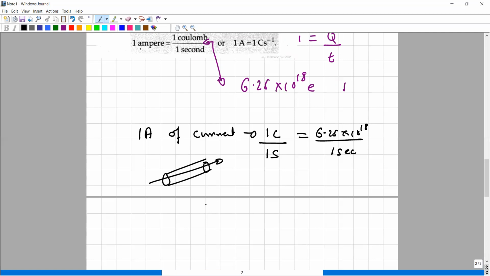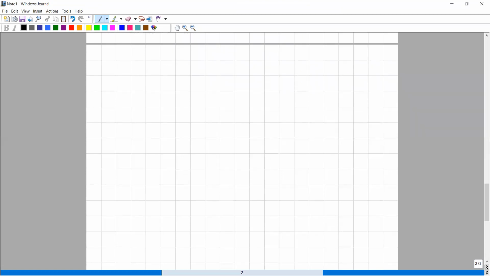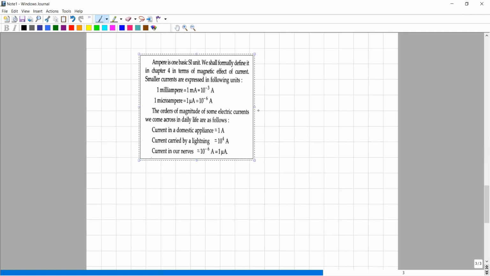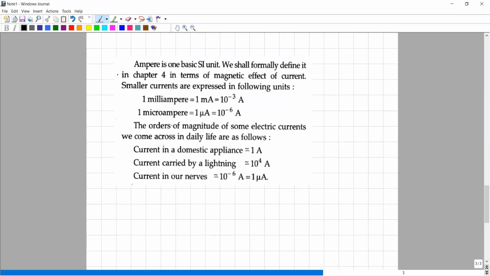You have many devices in your home appliances. You can find the current flowing through the appliance, it is always specified. If you're using any electronic device also, you can find the amount of current. And if you know the value of current, you can then also find the number of electrons flowing per second. Now current has different values that depend upon what kind of application it is. So microampere, milliampere, all these values. Domestic appliances are in the range of 1 ampere, lightning 10 raised to 4 ampere, inner nerves 10 raised to minus 6 ampere. So you have current of different values.